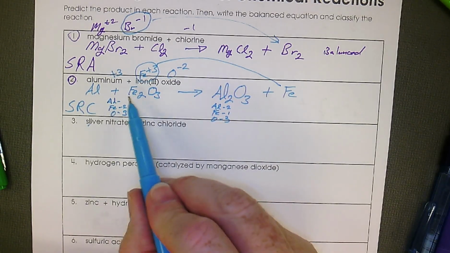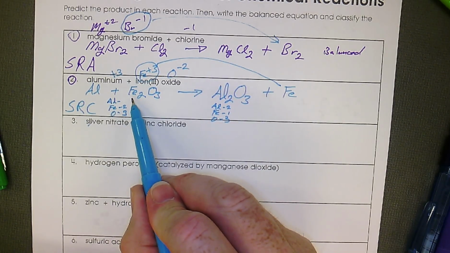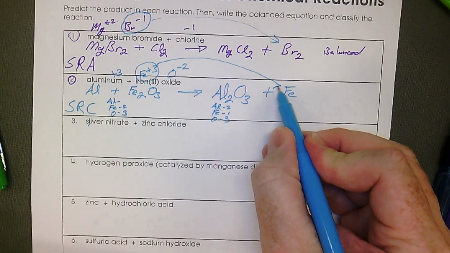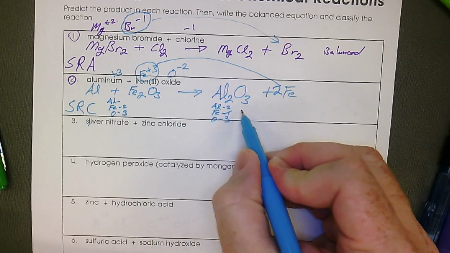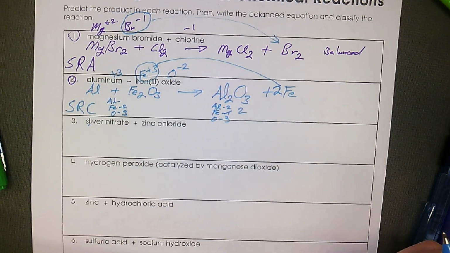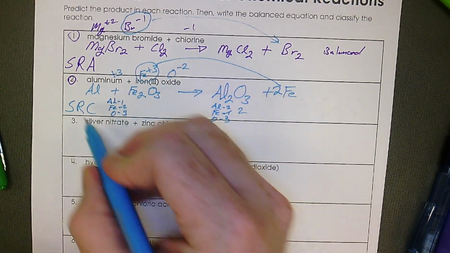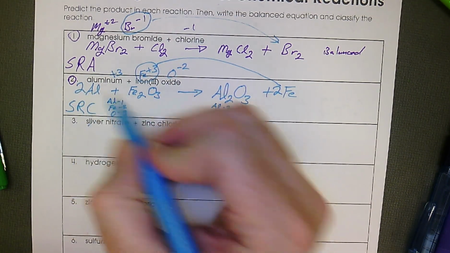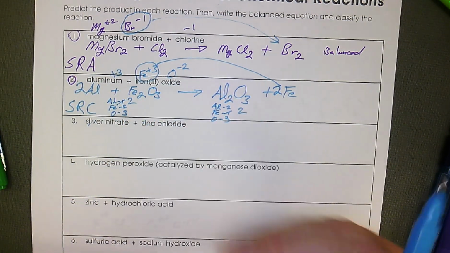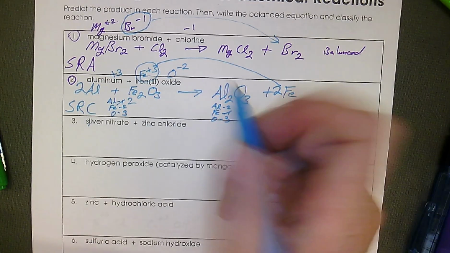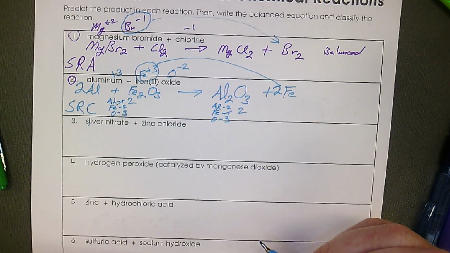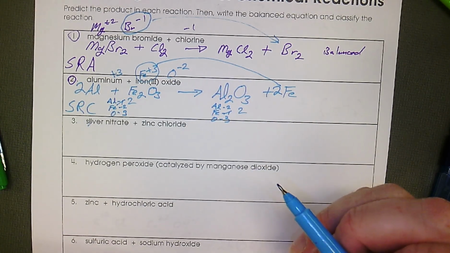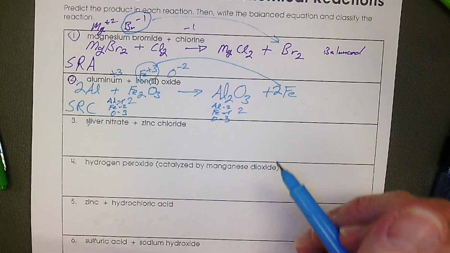All right, so how would I balance my iron? Put a 2 over here. All right, and that makes that 2. And then how would I balance the aluminum? Same thing. We're going to put a 2 in front of the aluminum and make that 2. But we don't have to do anything to the compounds. So 2 aluminums plus Fe2O3 gives me Al2O3 plus 2 irons.